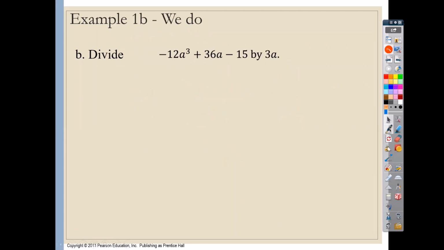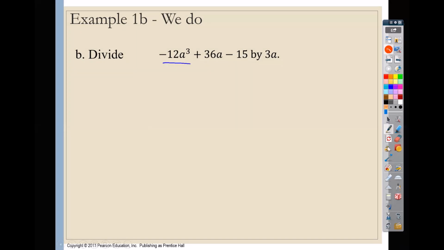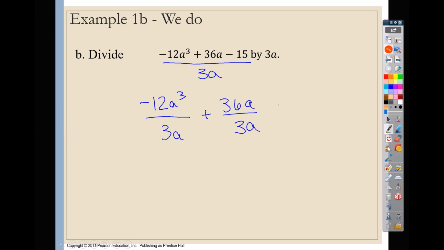Okay, next we're going to divide all of this by 3a. So now I'll show you what you can do if you don't want to write it out. 12a, well, you don't have to, but I will because I'm the teacher and I have to show all my steps. Here we go. So I'm literally breaking this into 3 separate fractions and I'm simplifying them.